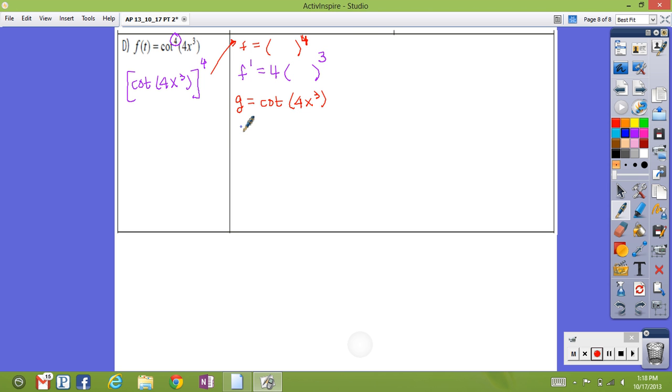In blue, g prime would be equal to, and you'll notice we can't take this derivative, it's another chain rule. So, you can use f and g again. I said I would be picky, but I really probably won't be. I'm going to use new ones. I'm going to use u and v. U is my outside function.